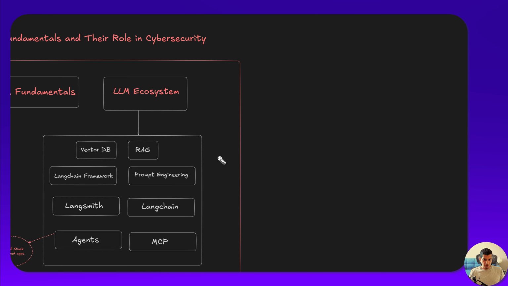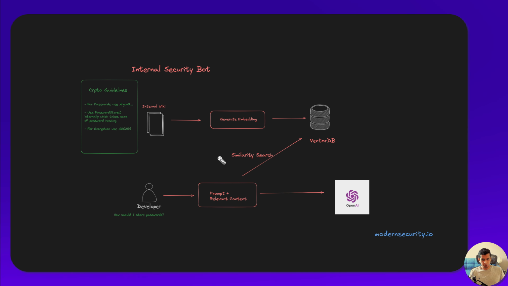So when you finish module 1, you should be able to build your own internal security bot. For example, if a developer asks, how do I store passwords? You should be able to go look at your internal database and give an answer back. So we are essentially combining both our internal database and the knowledge we have from there and sending that to your large language models and getting a response back.